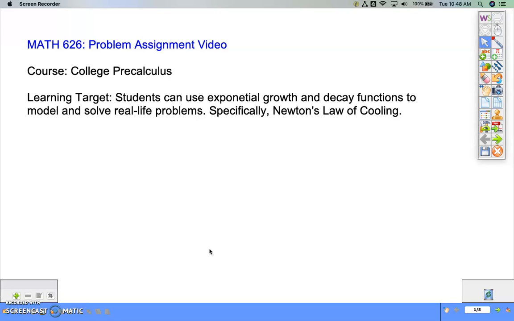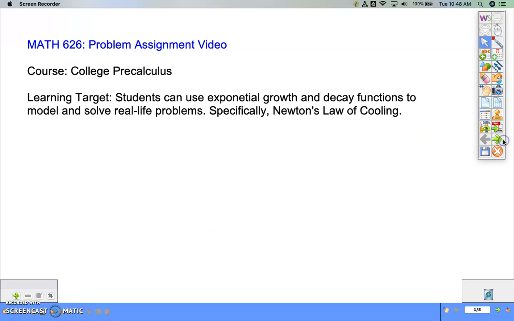These are a lot of really fun problems to work with when we're using exponential growth and decay functions. Specifically, I want to talk about Newton's law of cooling and how I could turn this into more of a problem-solving task for my students.